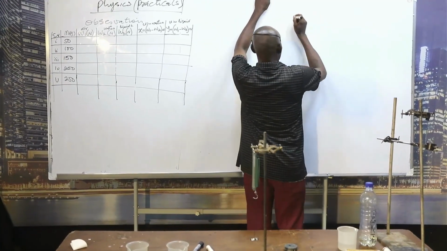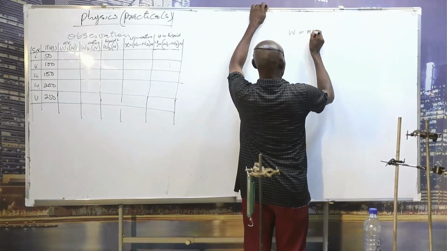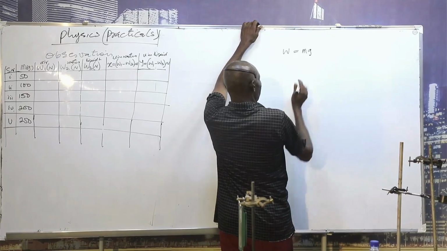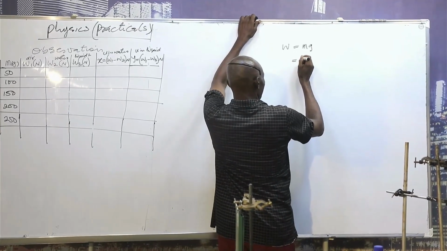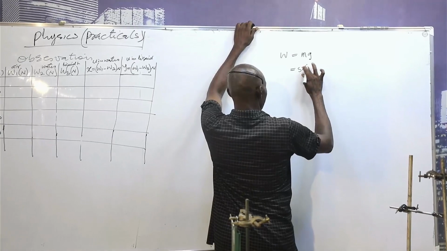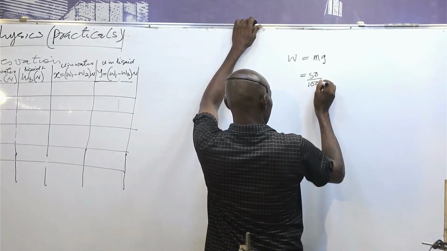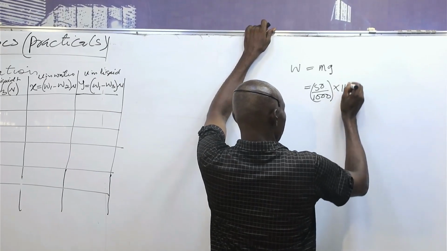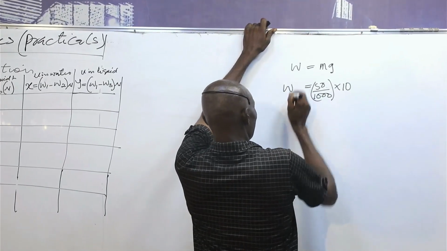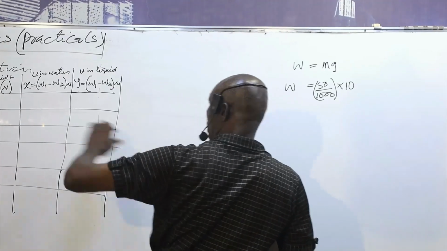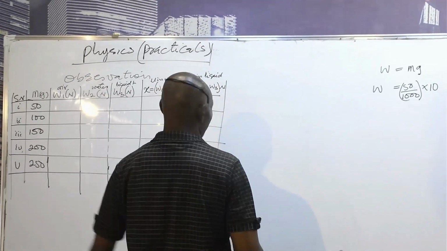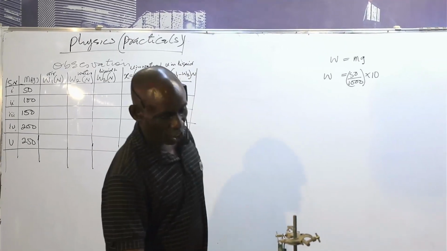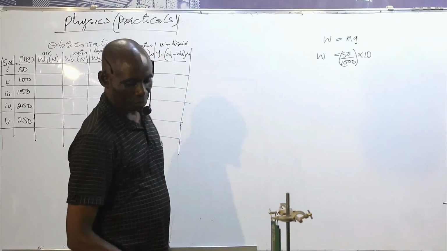And look at it exactly. Weight is equivalent to mg, mass times acceleration due to gravity. When a value is in gram, for example 50 grams, you divide by 1000 to change to kilogram before you multiply by 10, and that will change it to weight. So all these in grams, I will change all of them. So this is how the scale changed 50 grams to weight.